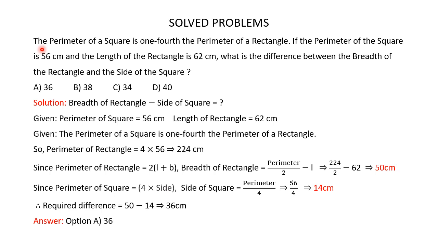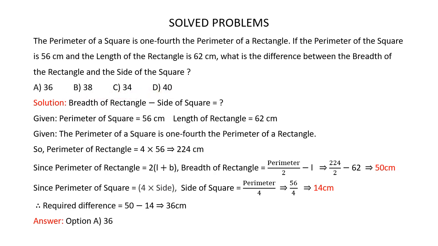The perimeter of a square is 1/4 the perimeter of a rectangle. If the perimeter of the square is 56 centimeters and the length of the rectangle is 62 centimeters, what is the difference between the breadth of the rectangle and the side of the square? Here you are given four options and you have to find out which of these options is the correct one.